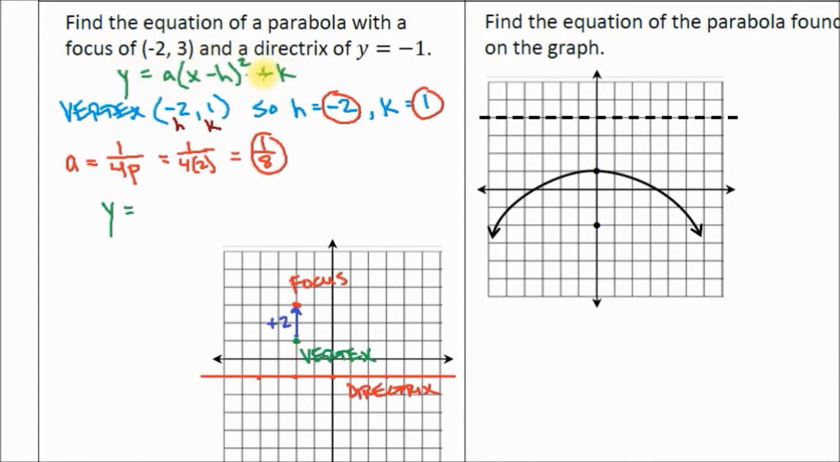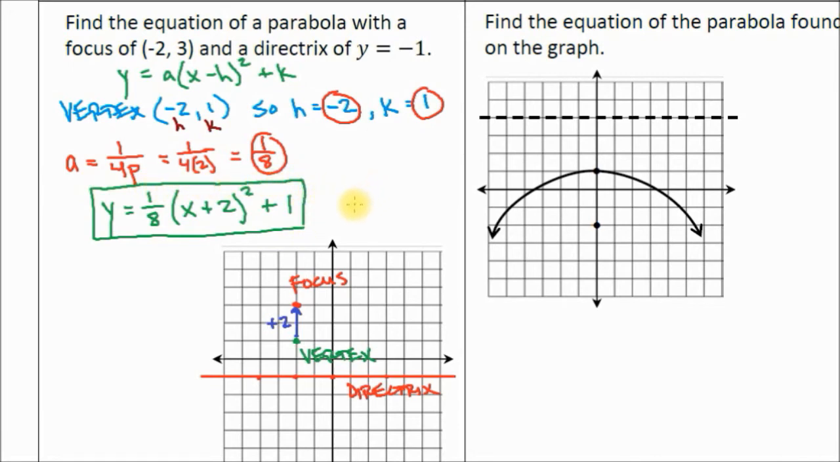This is our template for vertex form. Y equals a, which is 1/8, times (x + 2) squared. Now, h is negative 2, and when we put it in the equation, we flip the sign, so it's positive 2. And our k value we keep, so k is positive 1. It remains positive 1. And this is the equation of this particular parabola.